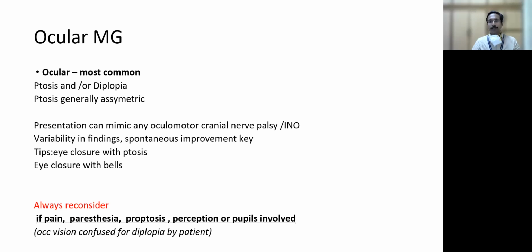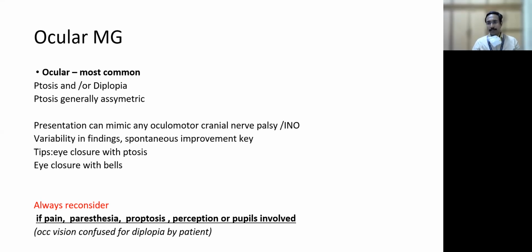Generally, bilateral ptosis is the norm, and it's generally asymmetric, so one eye more than the other, and it may or may not be associated with diplopia. It is very important to understand that the presentation of ocular weakness in myasthenia can mimic any cranial nerve palsy. It can come as an isolated lateral rectus palsy, as isolated ptosis, or it can even mimic a third nerve palsy where there is drooping and the eye is down and out.